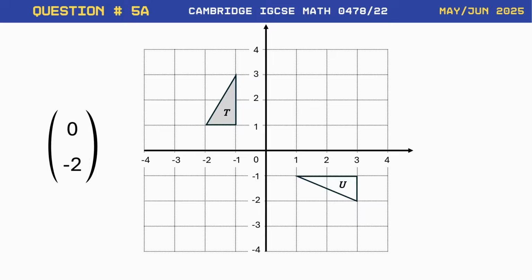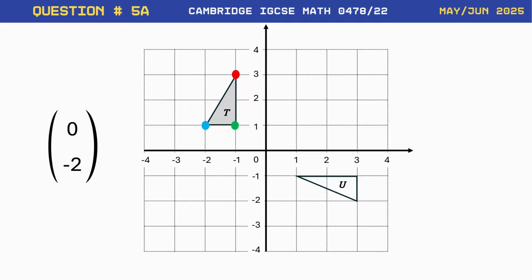Now let's understand the vector (0, -2). The first value represents the horizontal shift and the second value represents the vertical shift. So 0 means there is no horizontal movement. The second figure, -2, means that the shape will move 2 units down. So every point of triangle T will move straight down by 2 squares.